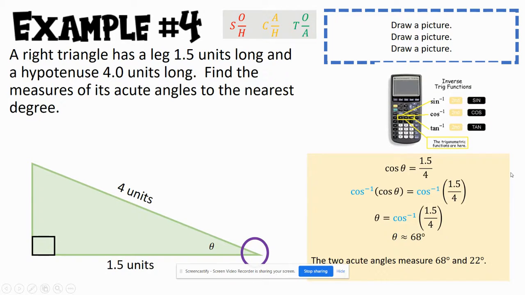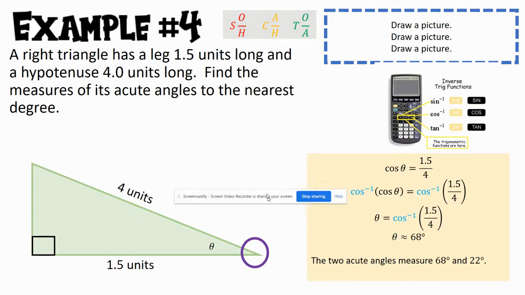Let's close out today with a couple of word problems. If they don't give you a picture, then you want to make sure that you're comfortable sketching out the picture. Trigonometry is all about right triangles. So start with that. Sketch out a right triangle and then read each sentence carefully. We're working with a right triangle that has a leg of 1.5 units and the hypotenuse is 4 units. Find the measures of its acute angles to the nearest degree.